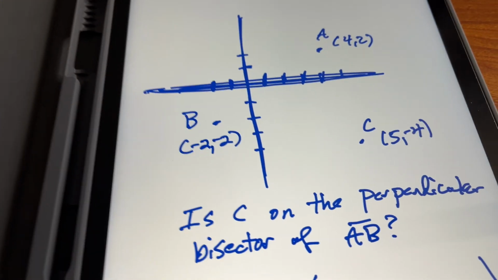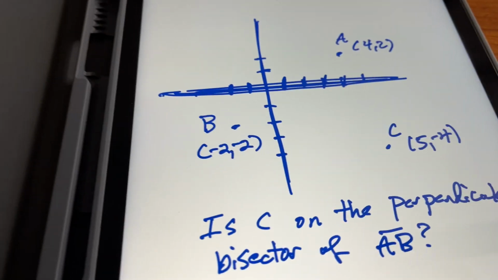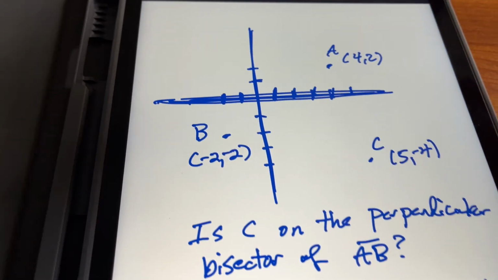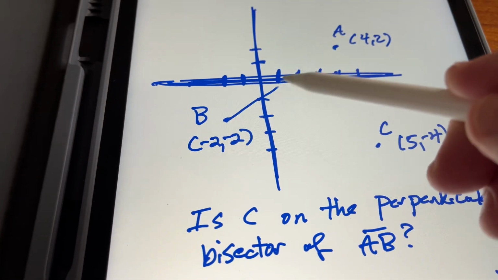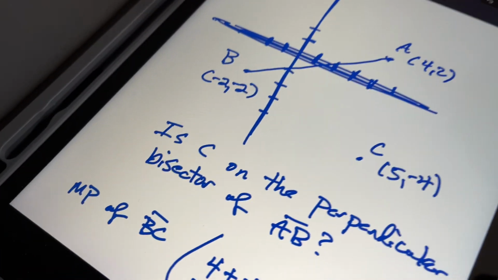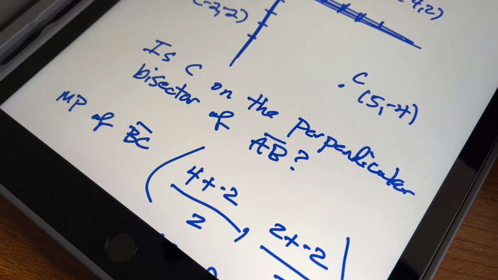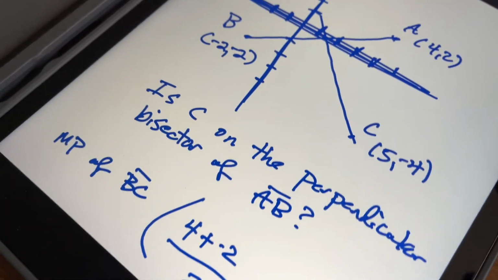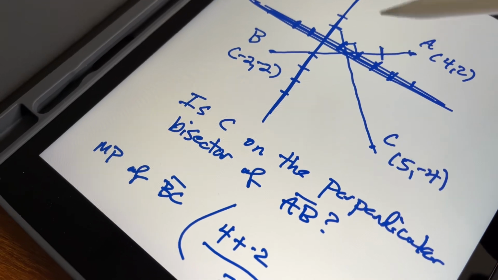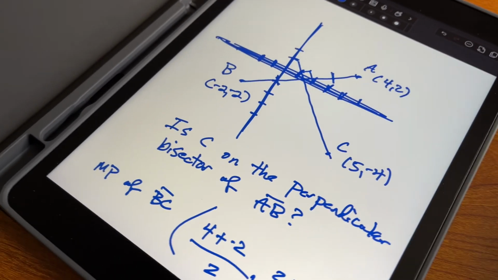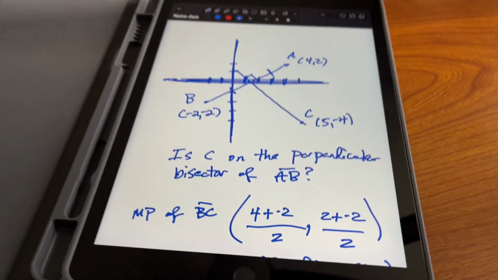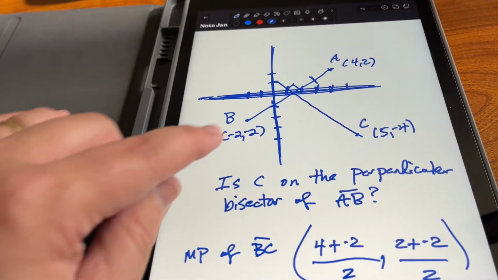So if you think about this segment AB, let me draw that. It looks something like this. So that's segment AB. And C being on the perpendicular bisector would mean that this goes like this and that it's perpendicular and the bisector. Well, it looks close, but the only way to be sure is to find the midpoint of AB.